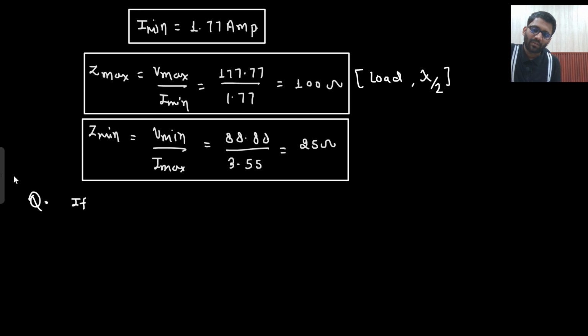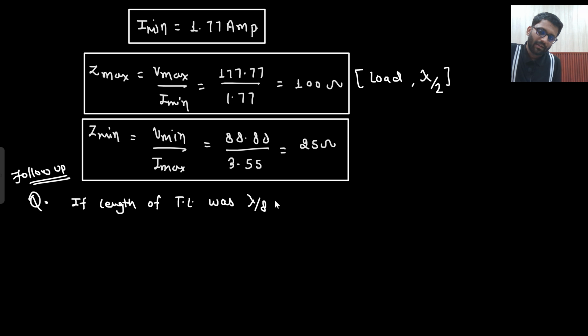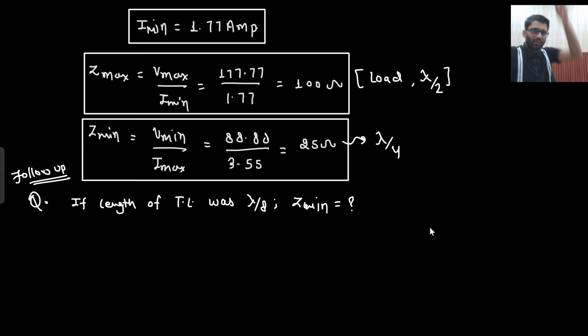Follow up question. If the length of transmission line was lambda by 8, then what would be your Z minimum? So Z min is occurring at lambda by 4, because at load you are having maxima, then after lambda by 4 you will have your minima.